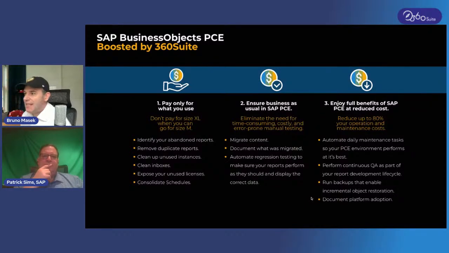And then the third step here is, once you are actually on PC, it's a matter of cost. We're able to help you reduce your operational cost by up to 80%, because we can automate all your daily tasks. All the things that you're doing individually, we can actually do in bulk. We can add automation. We can add testing. We also do backups, and you're able to do incremental backups. So that's very, very nice. So overall, at a high level, that's how 360 Suite can help you.